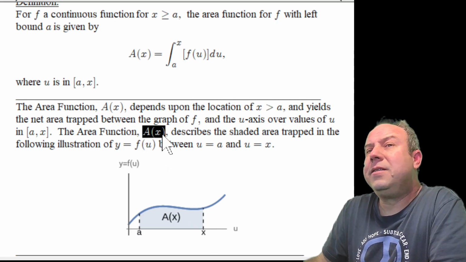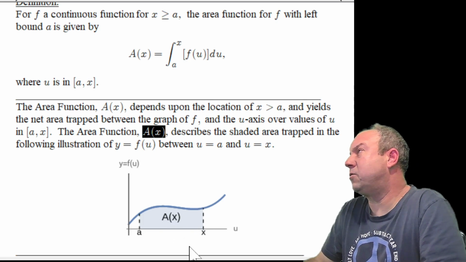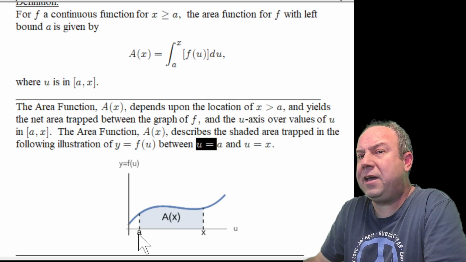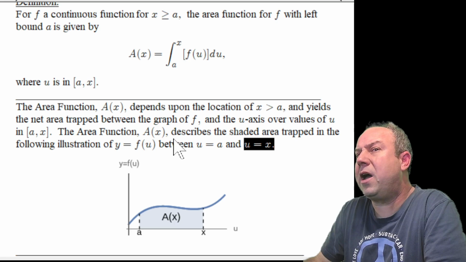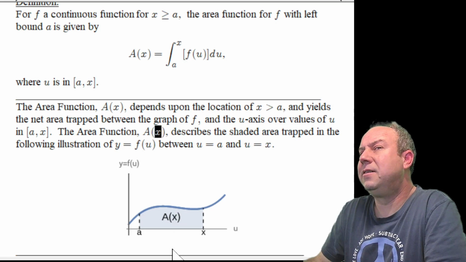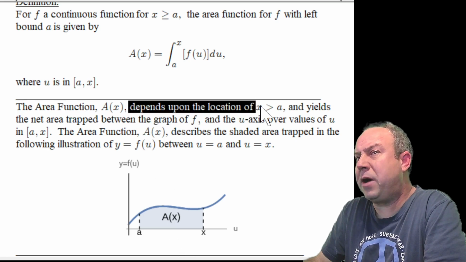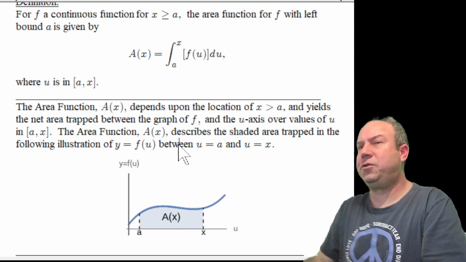Right? That A of X describes the shaded region in the following illustration. The shaded region starts at U equal to A here on the left and continues on to U equal to X on the right, where X is the independent value. A of X depends upon the location of X that's bigger than A in this situation.